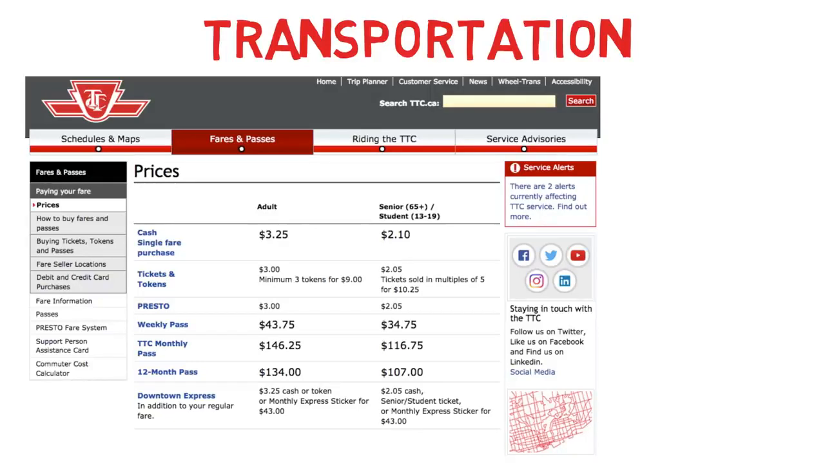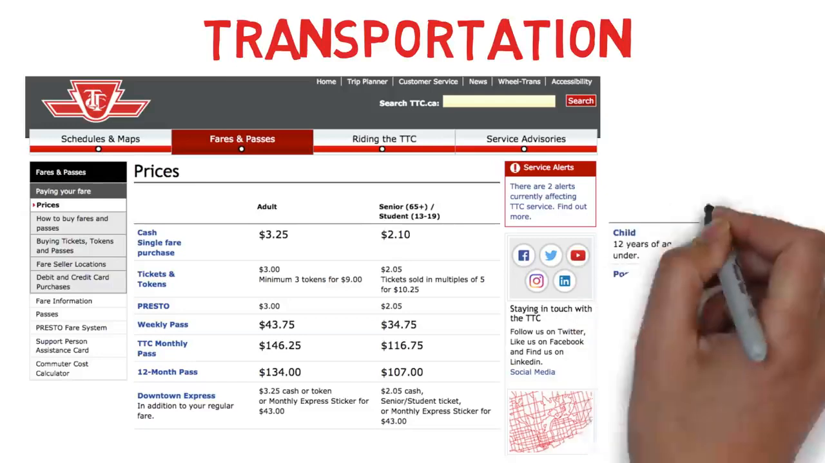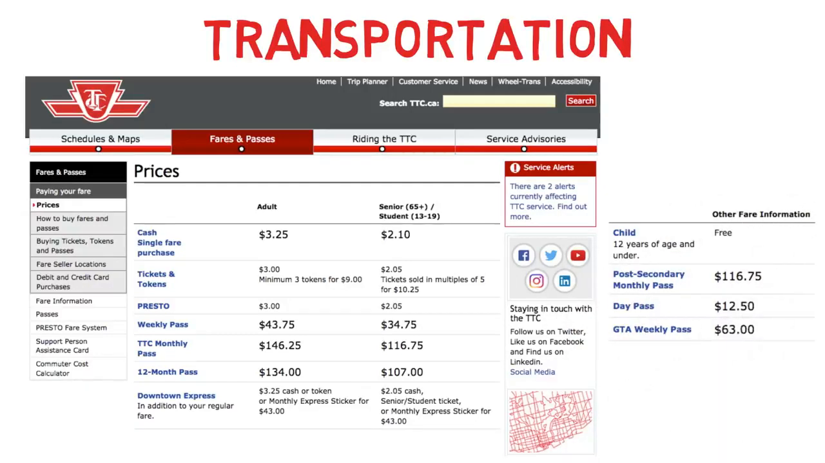You can travel as much as you want, so there's no limit in the travel if you take a monthly pass or a weekly pass. If you get a Presto card, then there's a little discount. You have to pay around $3. For children, there is a different fare which is also mentioned over here.